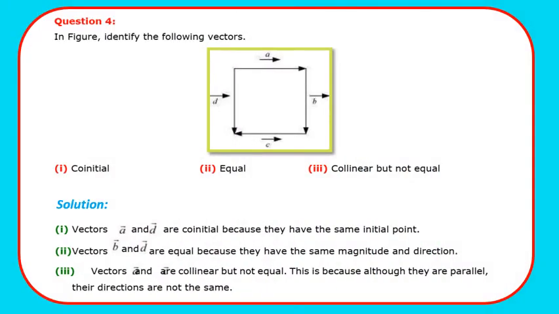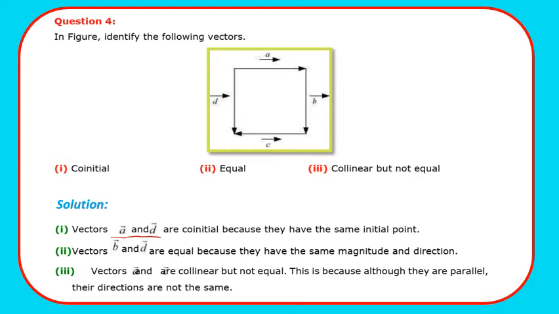Moving to question 4. In the figure, identify the following vectors. The figure is there, with 4 vectors A, B, C, D. We have to identify the co-initial, equal, and collinear but not equal vectors. First is co-initial, that is, having the same initial point. In the figure we have 4 vectors A, B, C and D. Now A and B don't have the same initial point. B and C don't have the same initial point. C and D also don't have the same initial point. But if you look at the figure, vectors A and D have the same initial point. So A and D are the co-initial vectors.